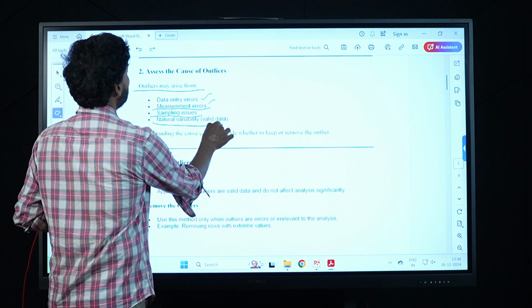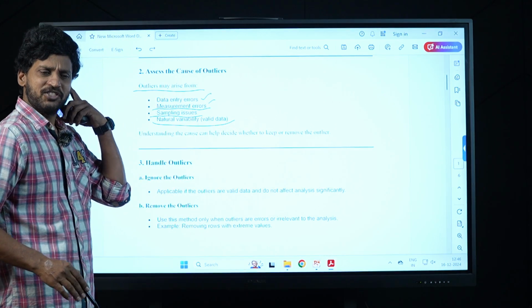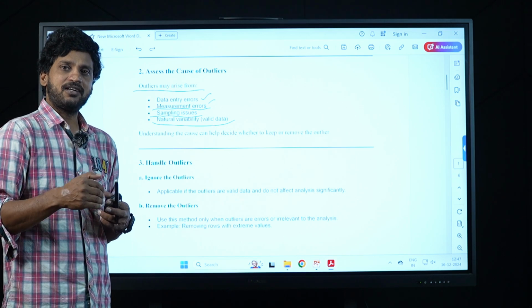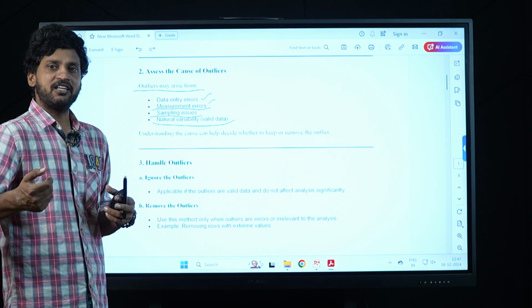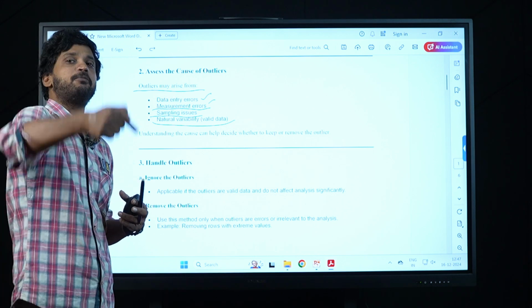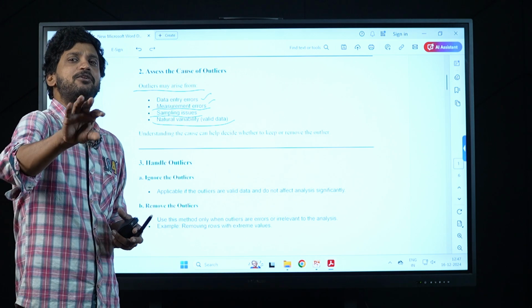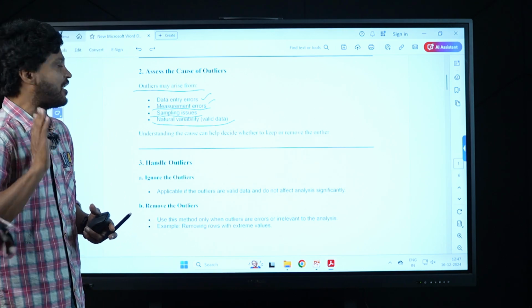Natural variability, valid data. Obviously, this is valid data. For example, in the Flipkart data set, there is some contribution from customers of 5 years of age, 75 years of age. But they don't contribute much. They're the actual values, but they contribute very little to the data set. These are possible legal values here.